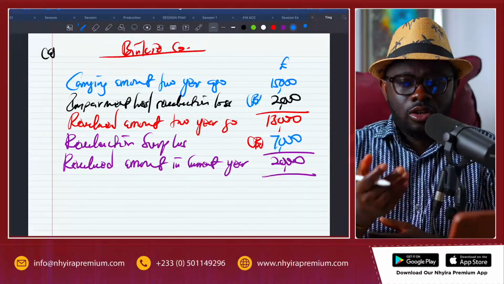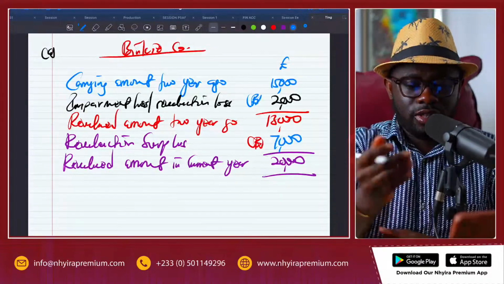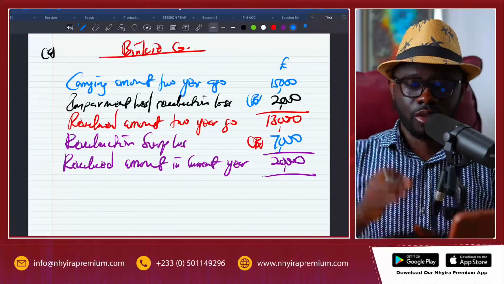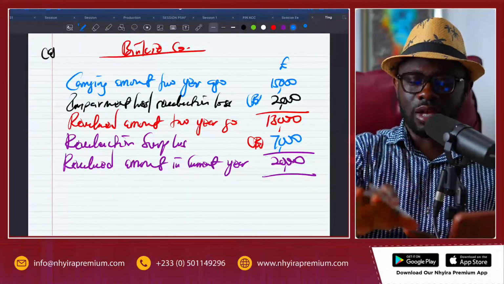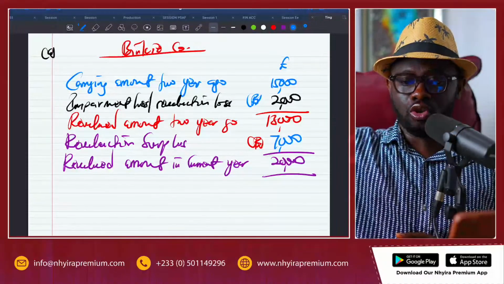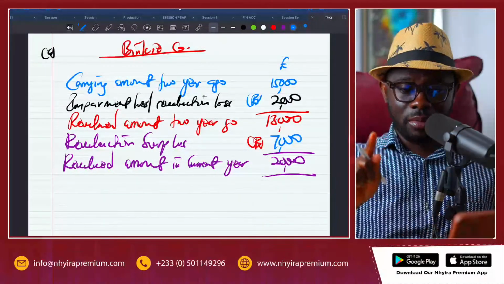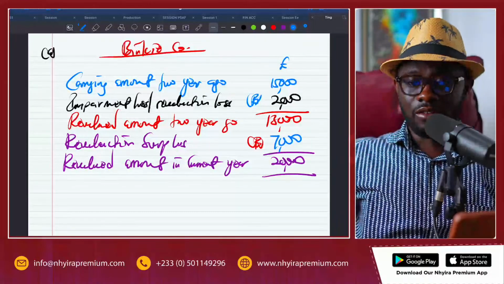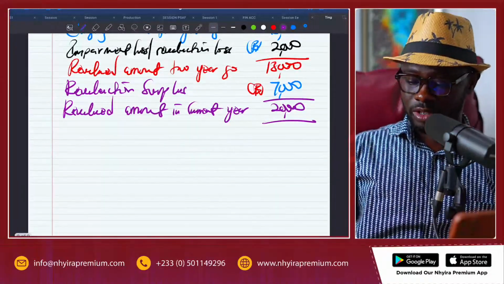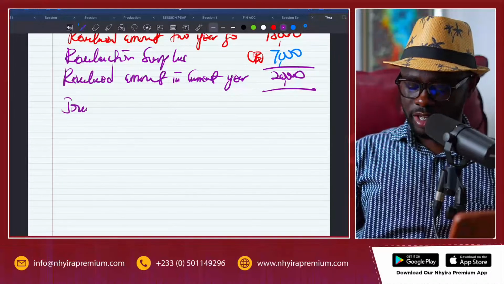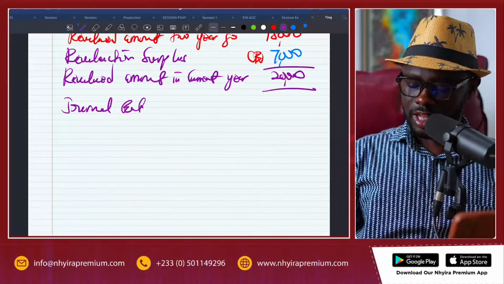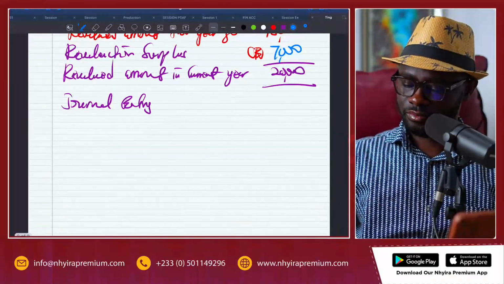Now, how do we account for this £7,000 here? We cannot pick the £7,000 and then just throw it into the OCI, because remember, previously it was having what? An impairment loss. So what will be the journal entry? Our journal entry will look like this.